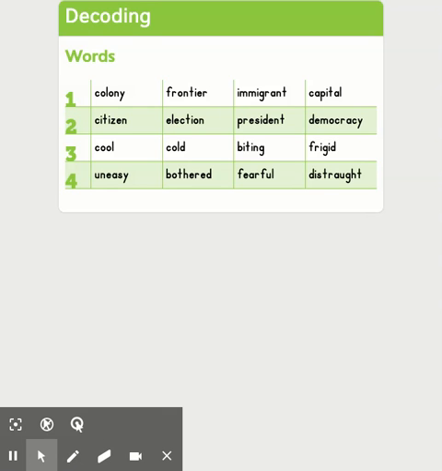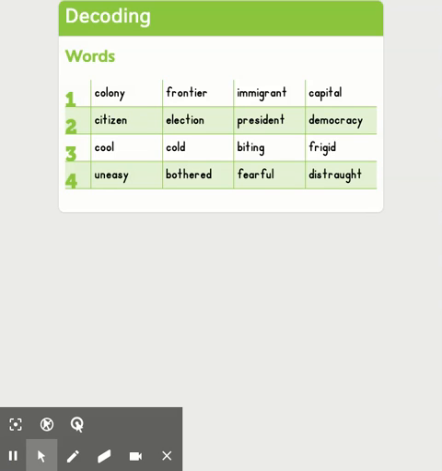The second word is frontier. And a frontier is the border area between two countries. And the word frontier is usually used for a border area that doesn't have a lot of people living in it and is more wild and natural. That's frontier. The third word is immigrant.